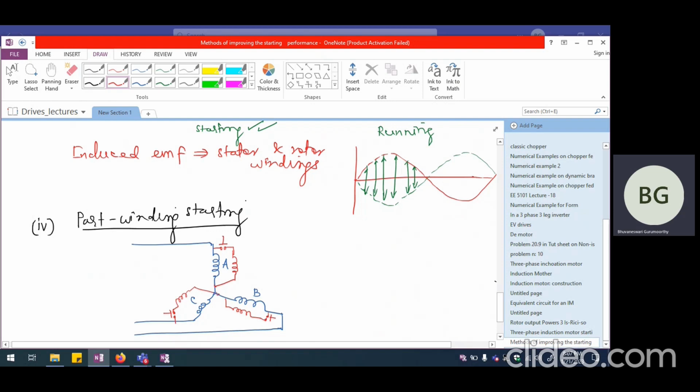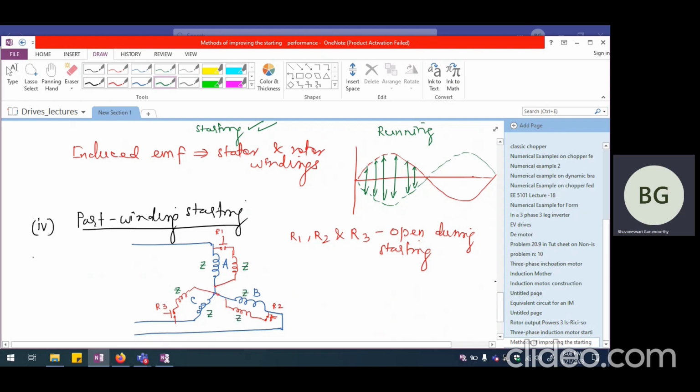Similarly, this is the B phase switch, which will be again closed only during running condition. So let me call this R1, this R2, and this R3. So R1, R2, and R3 will be open during starting. If I have only one winding put in service during starting, and if I say that the impedance of this particular winding is Z, and similarly all these are going to have the impedance Z.